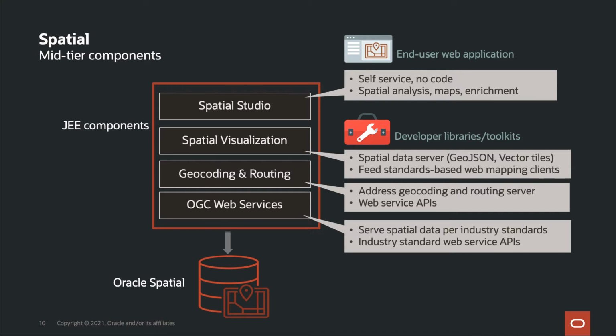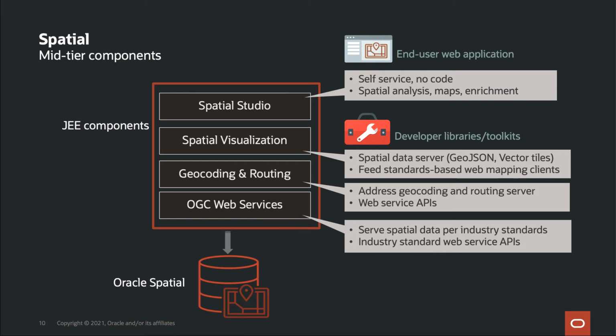Now, I mentioned earlier that Spatial, in addition to the in-database features, provides a set of mid-tier components, Java EE components, that are basically applications that can be deployed to a JEE server and do useful things with the data that you have in Oracle Spatial. So those are as follows. First of all, there is an application called Spatial Studio, and that is amongst this set of applications. This is the one which is actually an end user web application. This is something that you deploy and then users access it directly. The other three are developer toolkits.